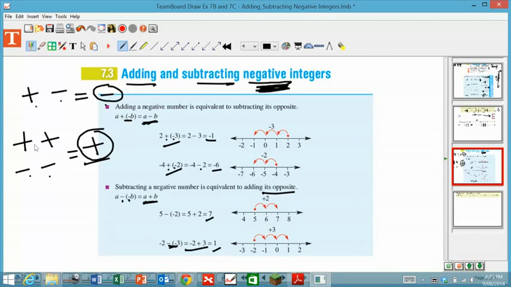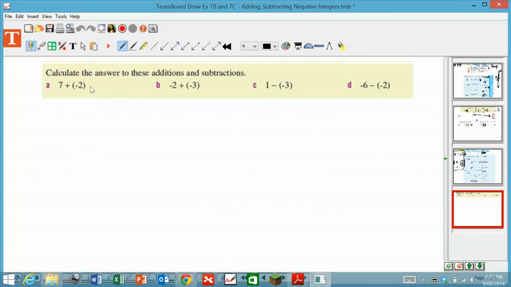Alright, so that's the important thing you need to write up, is this, that if the signs are different, you end up with a negative. If the signs are the same, you end up with a positive. Let's do some examples quick to finish this up.